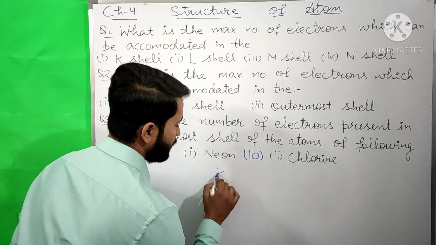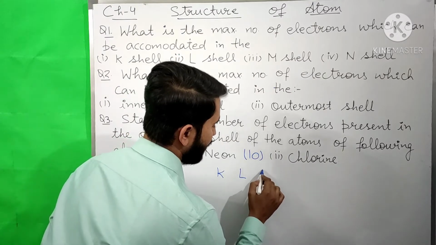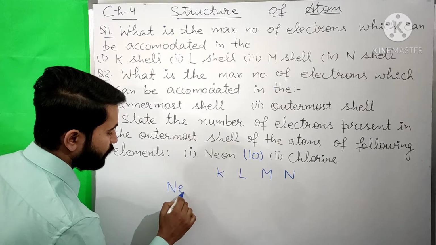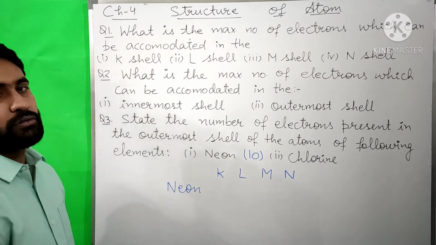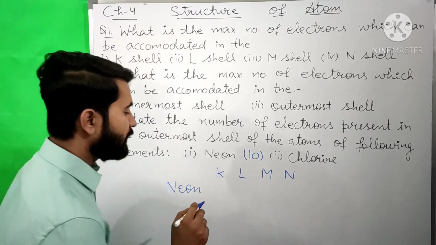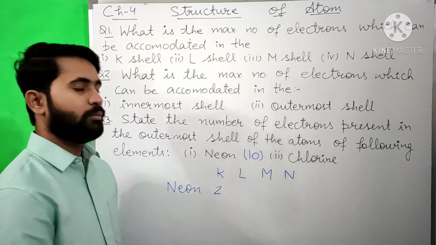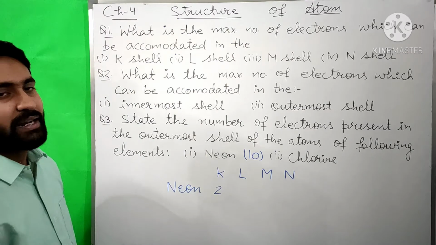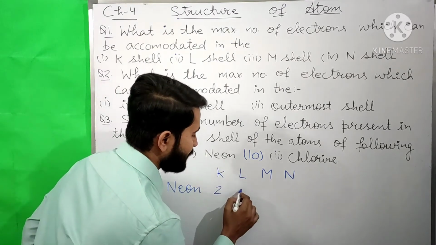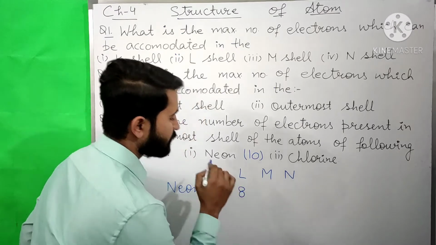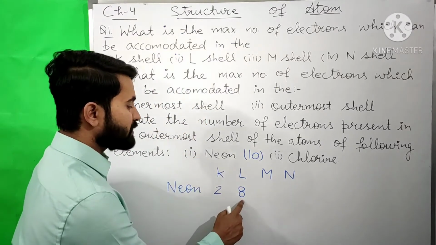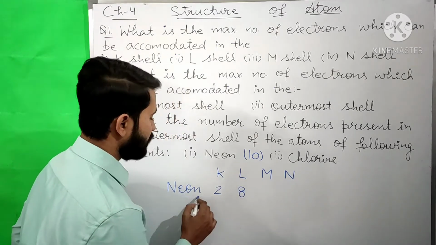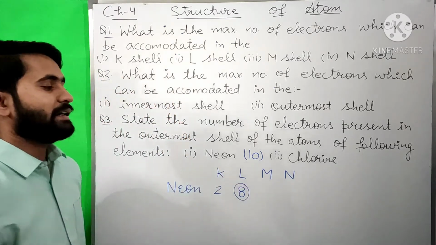So first of all, we will write here K shell, L shell, M shell and N shell. Now in the neon there are 10 electrons. So in the K shell only 2 electrons can be accommodated. So if we will subtract 2 from 10, then 8 is left. Now that 8 remaining electrons, they will go in the L shell. So 2 plus 8 is equals to 10 electrons. So in the outermost shell of neon, there are 8 electrons.